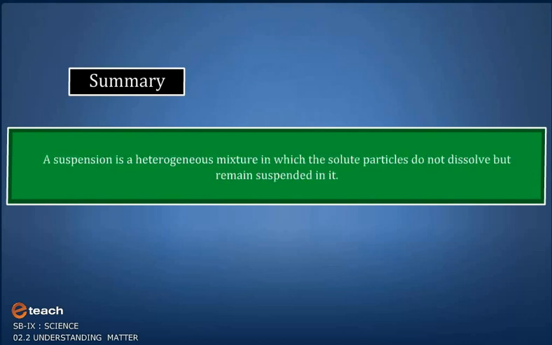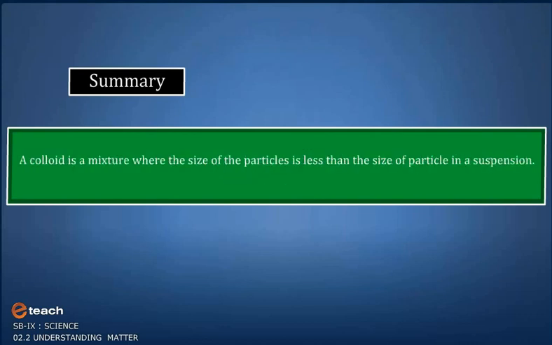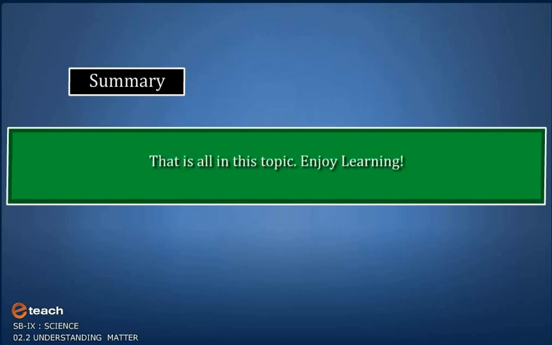A suspension is a heterogeneous mixture in which the solute particles do not dissolve but remain suspended in it. A colloid is a mixture where the size of the particles is less than the size of particles in a suspension. So, dear students, that is all in this topic.